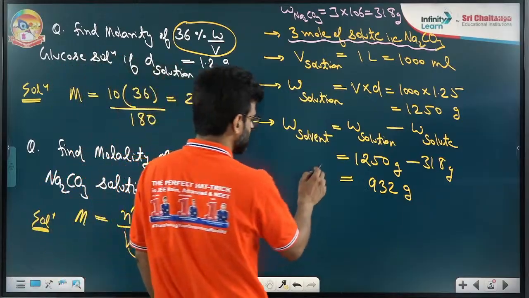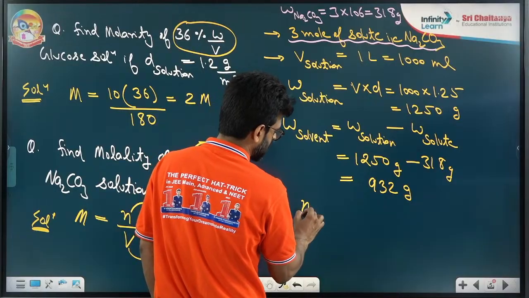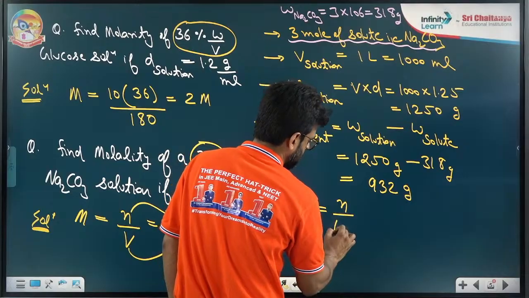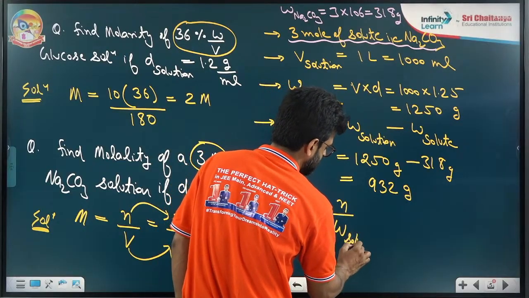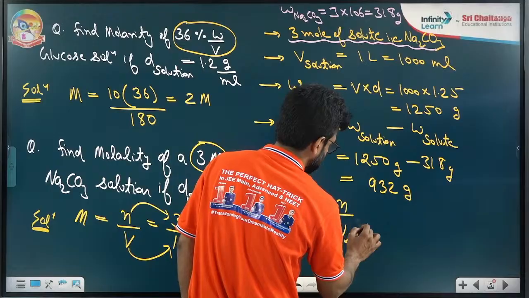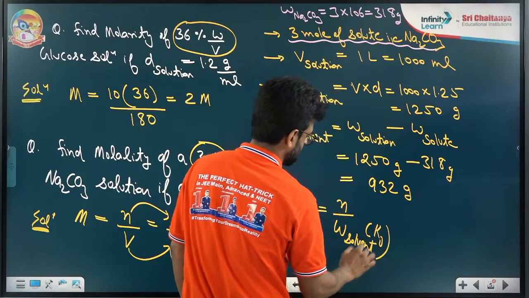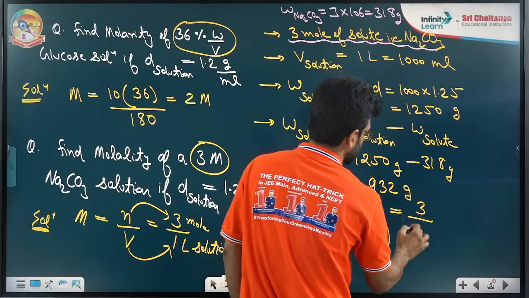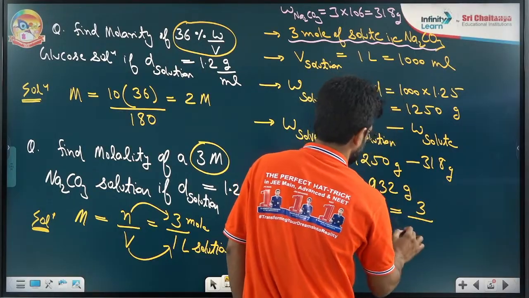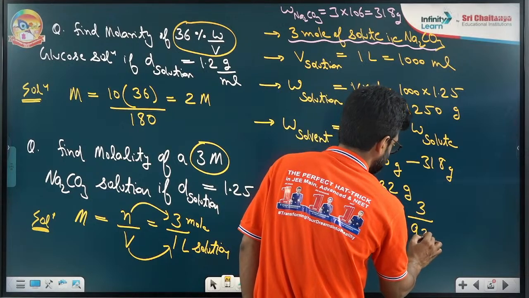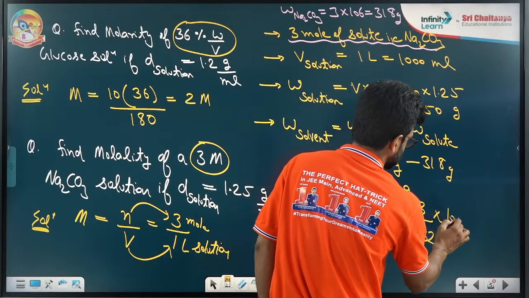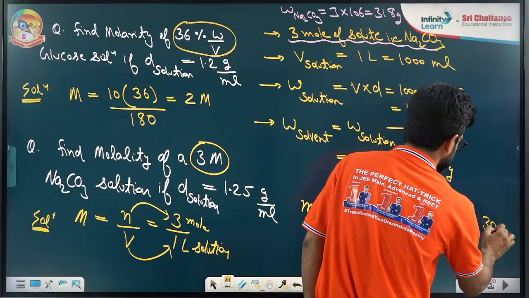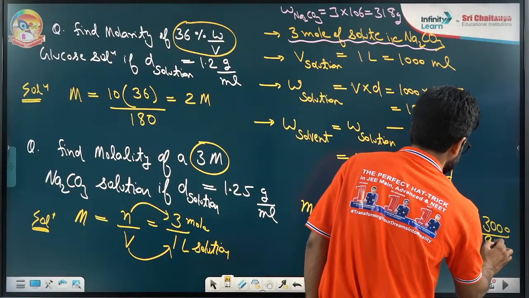Now we come to the main thing. I want to find molality. How do we find it? Mole of solute divided by weight of solvent, in which term? In kg. So mole how many? 3 mole. And the weight of solvent is 932. Make it kg by dividing by 1000. So from here it is coming 3000 divided by 932, right?